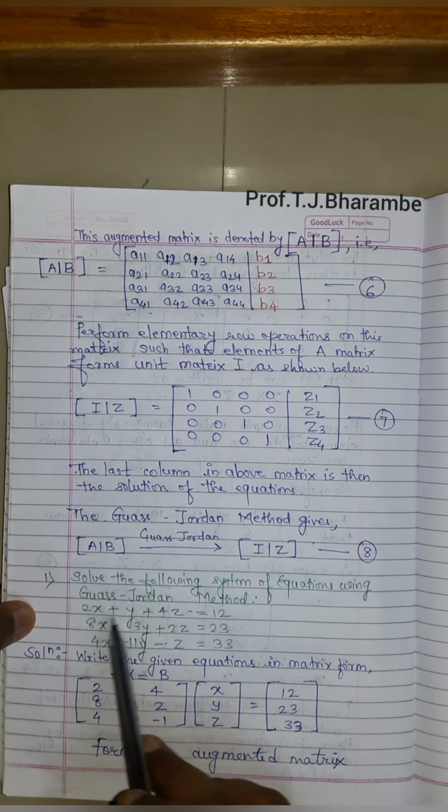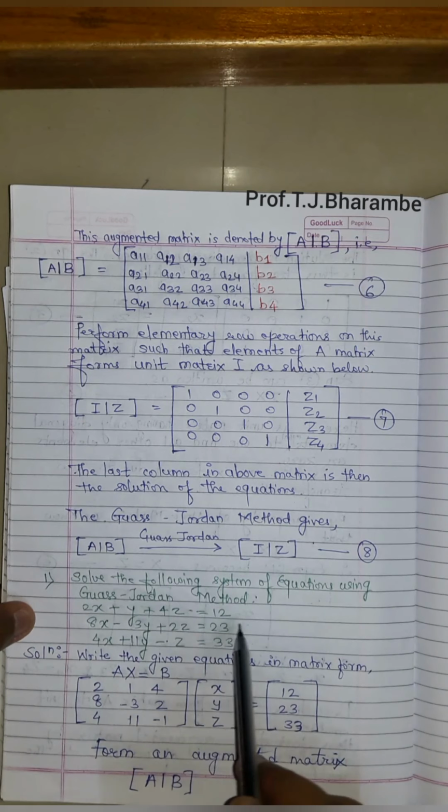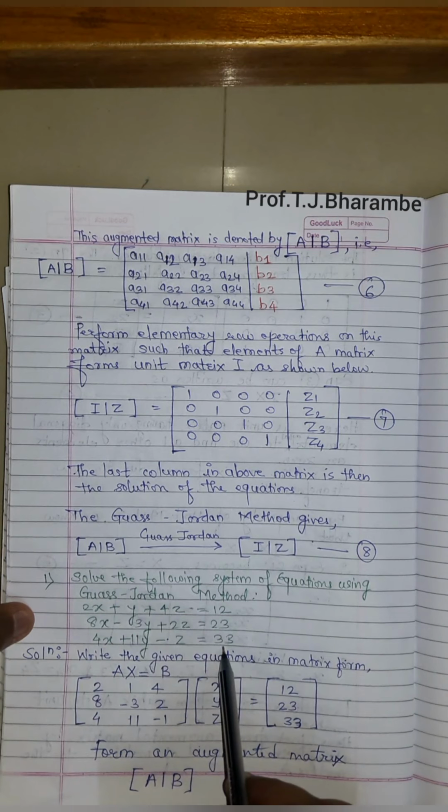The first equation is 2x plus y plus 4z is equal to 12, 8x minus 3y plus 2z is equal to 23, 4x plus 11y minus z is equal to 33.